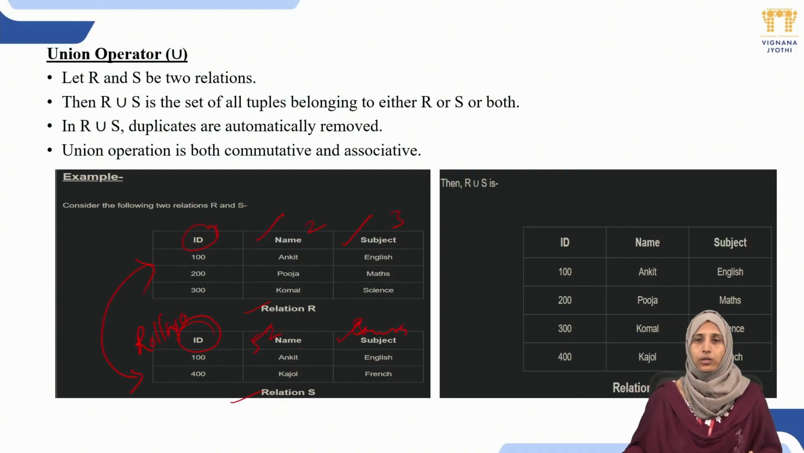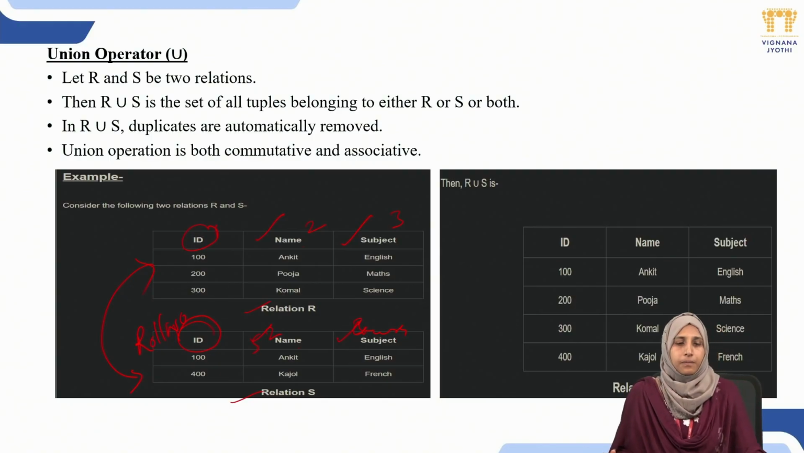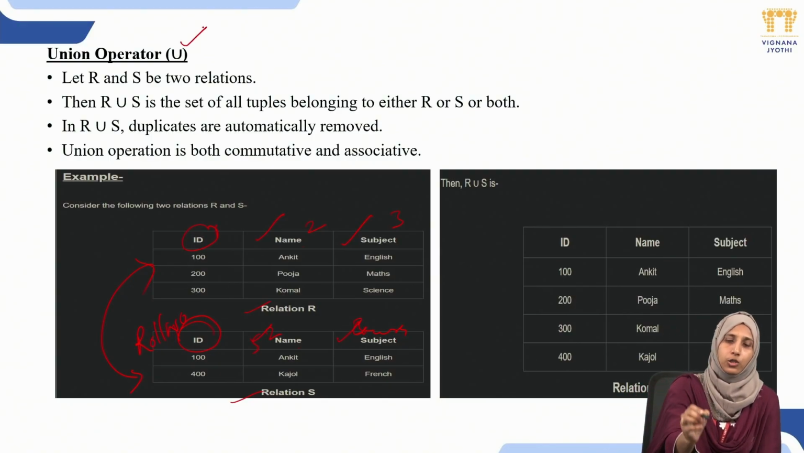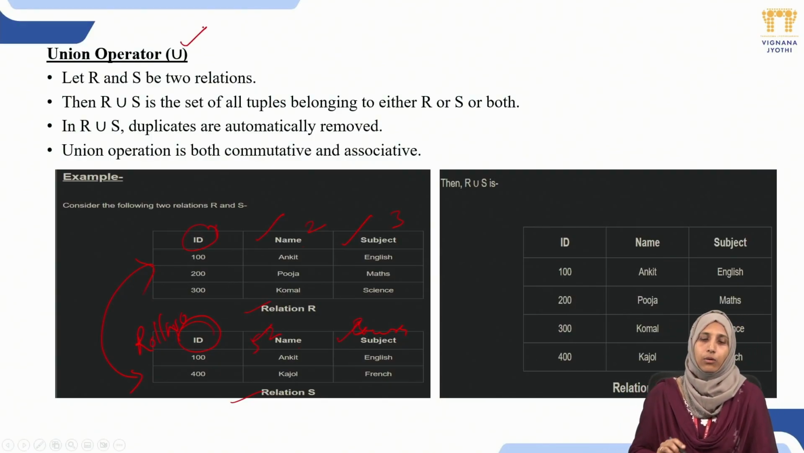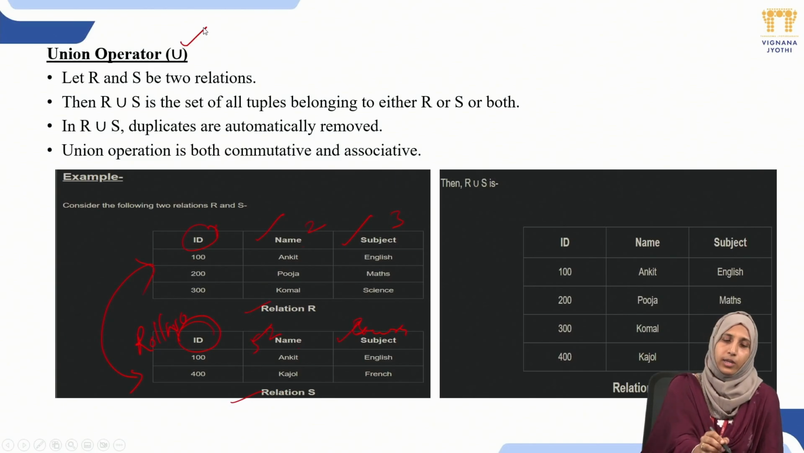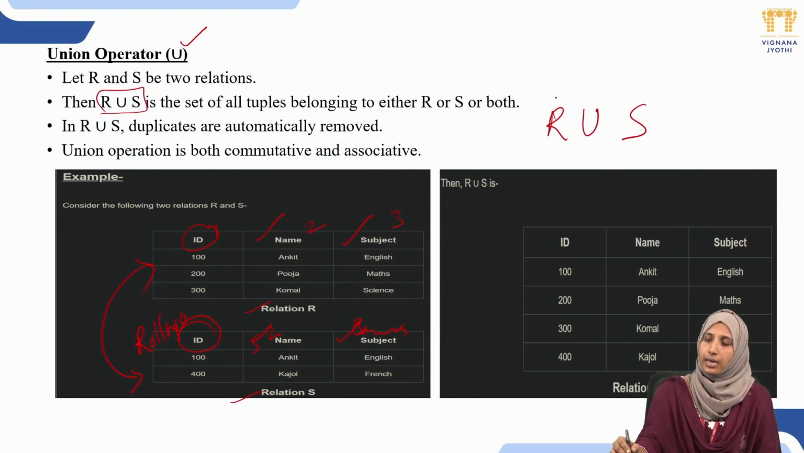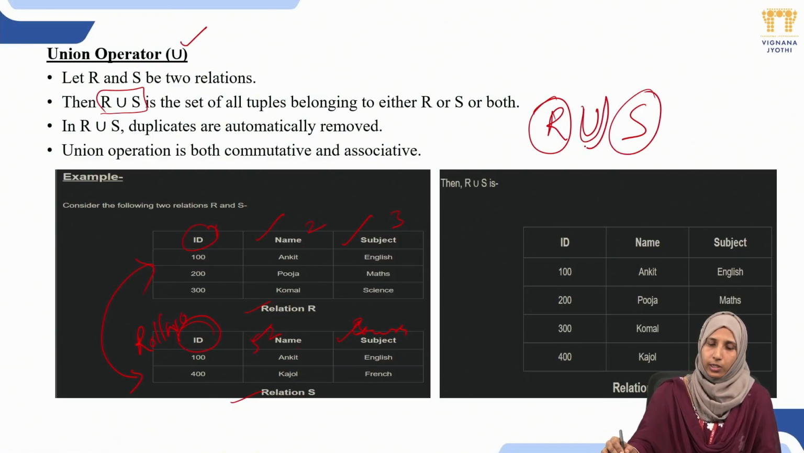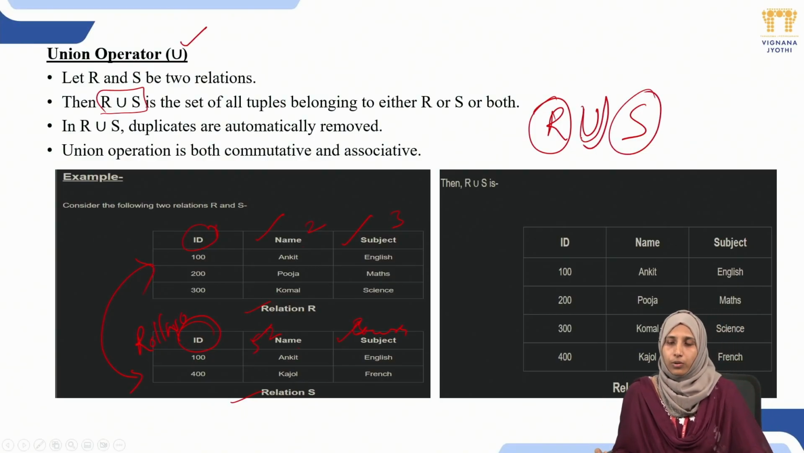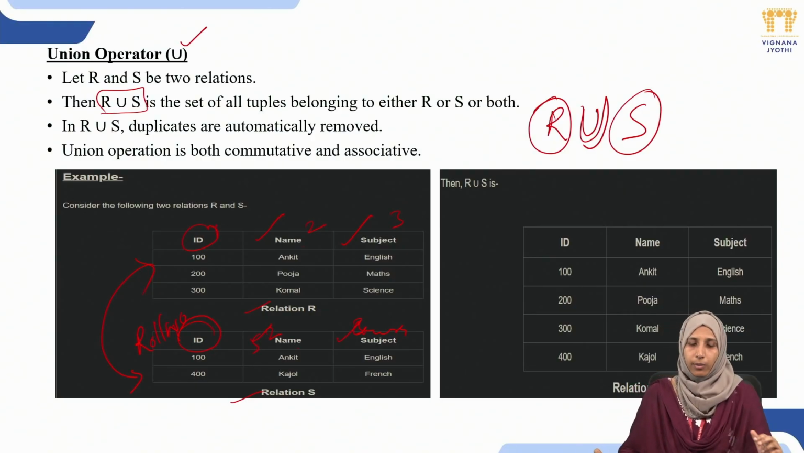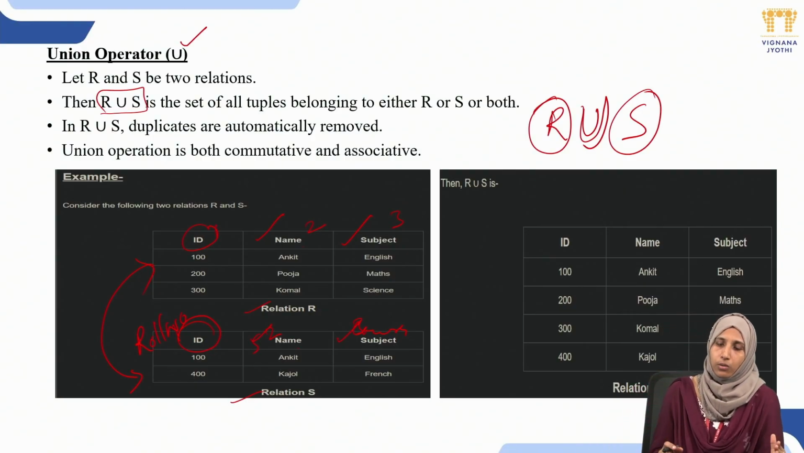Now we come to our actual topic, that is the union operator. How does union work here? The union symbol is ∪, that we already know. How do we write this union operator in relational algebra? R union S. R stands for your first table, S stands for your second table, and in between you write union. When do you use union? Whenever you want to merge two tables, you will be using this union operator.